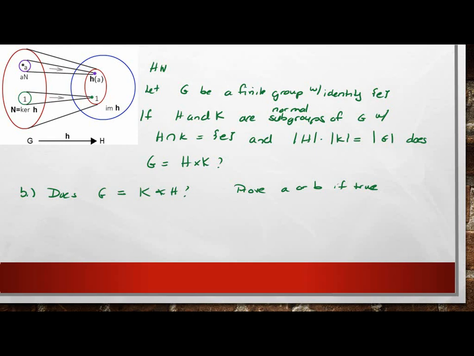So this is for everybody. If you have a finite group G with identity e, and if H and K are normal subgroups of G, with the intersection of H and K equal to the set containing only the identity, which you know something about now because you fooled around with those during the past week, then the order of K times the order of H is going to equal the order of G. And if I have this, is it true that G is equal to H times K? That the entire G can be expressed this way?